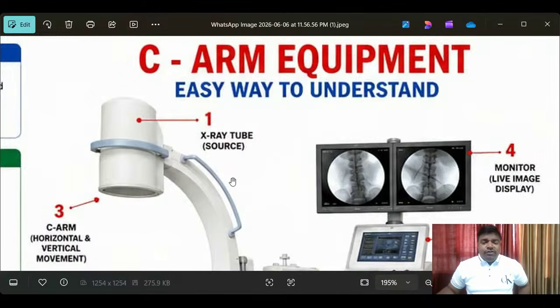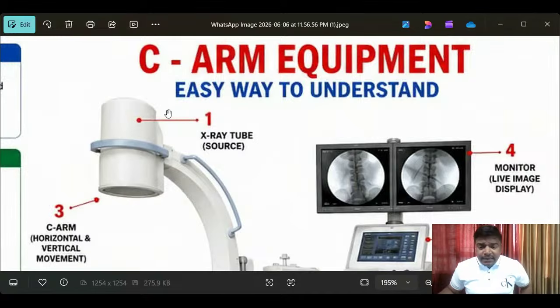First of all, as a biomedical engineer, you have to know the parts and what their functions are, everything. That is the concept I want to show you. Let me continue one by one. This is the X-ray tube source. See here, this is the X-ray source, tube source. This is the main important part.